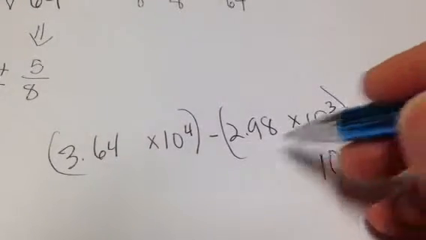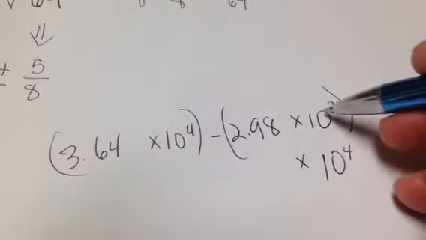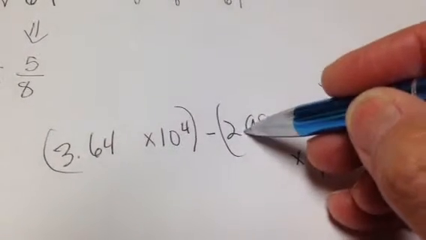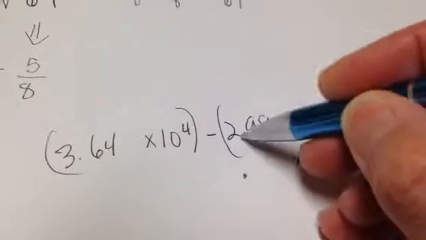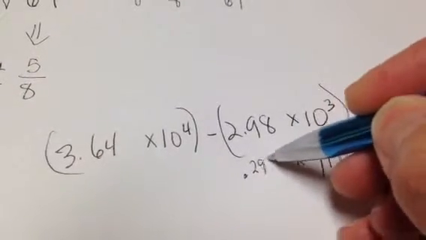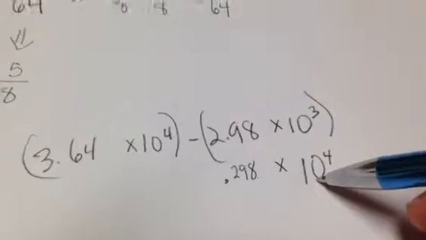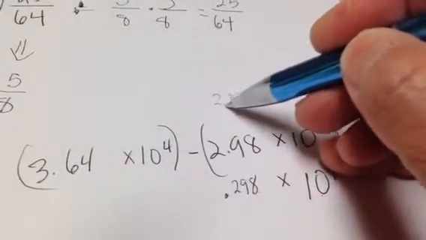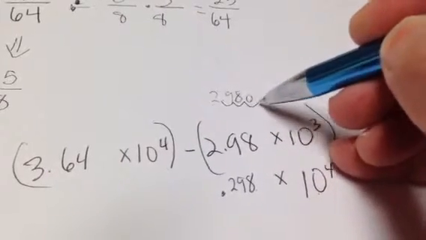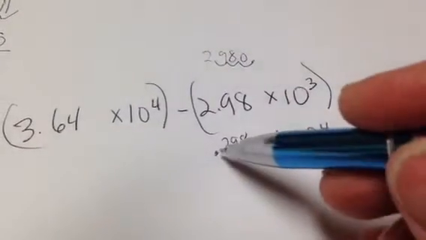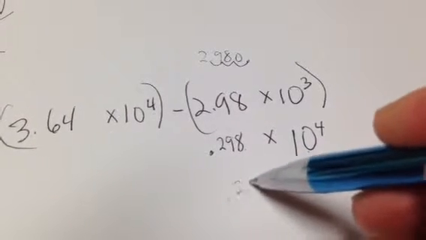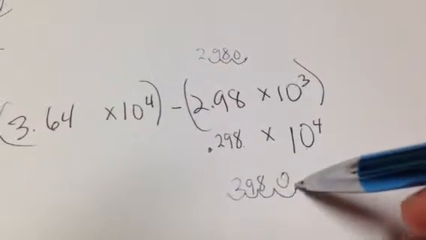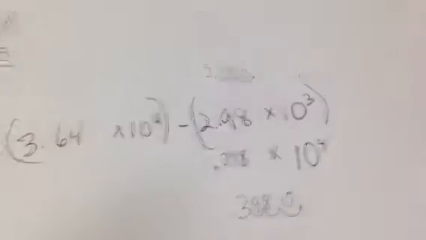Remember, this number has to equal this number. So since this got 10 times bigger, this is going to have to get 10 times smaller. So I'm going to move it one space to the left. So this should be equal to this. Well, let's double check this. 2.98 times 10 to the 3rd looks like this. And 0.298 times 10 to the 4th looks like this. Those numbers look the same to me, don't they to you?